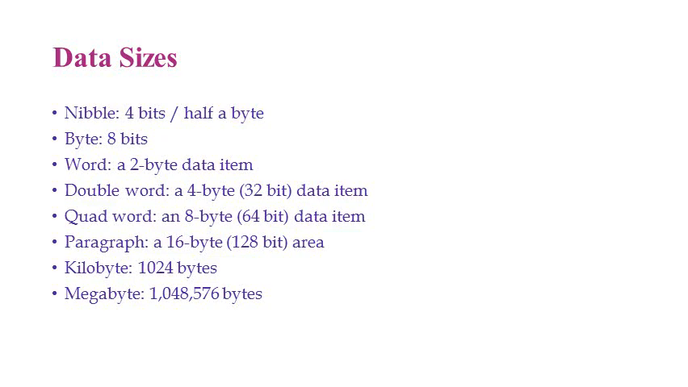Now, at last, we'll see the data sizes that we require while doing assembly language programming. Here I have given some of the data sizes. First, nibble, that is 4 bits, also called half a byte. Byte, 8 bits. Word, a 2-byte data item. Double word, a 4-byte, 32-bit data item. Quad word, an 8-byte, 64-bit data item.